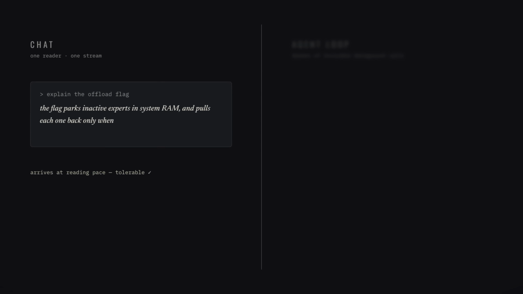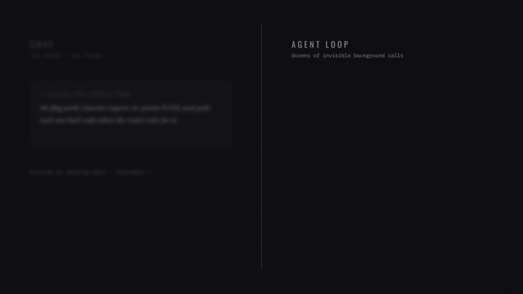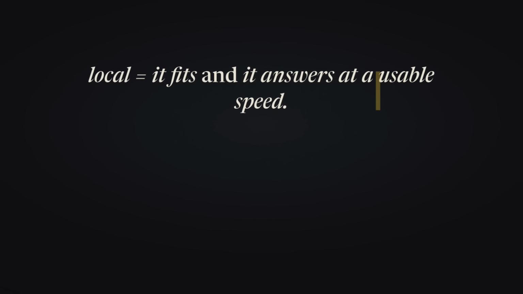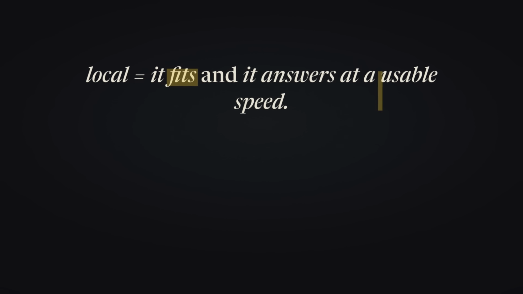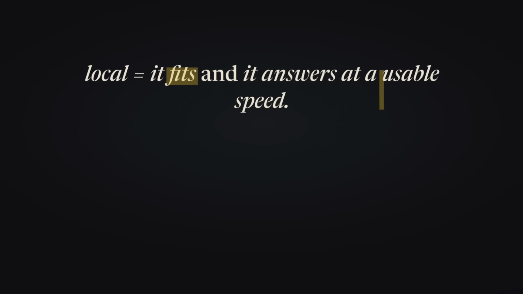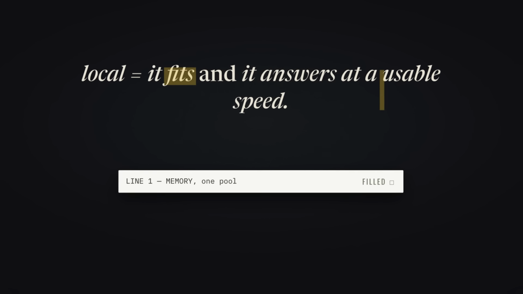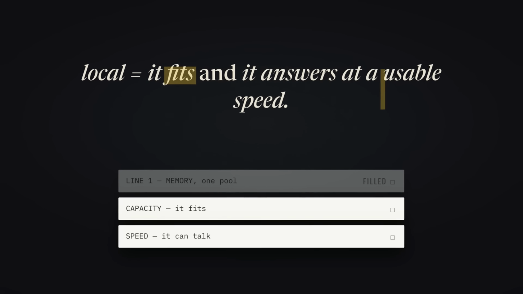But the moment you put that same model inside an agent loop that needs to make dozens of invisible background calls to parse files and review a codebase, that slow trickle compounds into a system that is unusable. So an honest definition of running a model locally has to include a usable speed alongside the mathematical fit. Getting a terabyte-sized pile of parameters to physically sit inside your hardware and buying a machine fast enough to actually talk to them turn out to be two entirely different purchases.